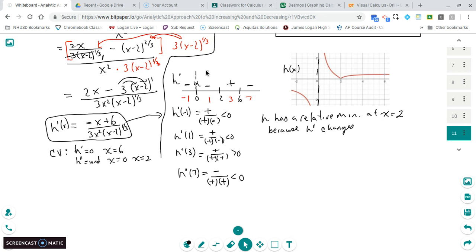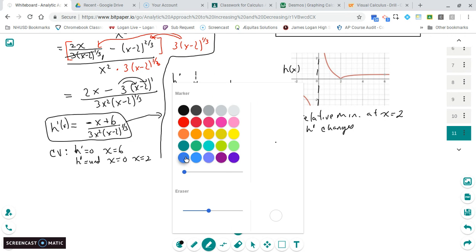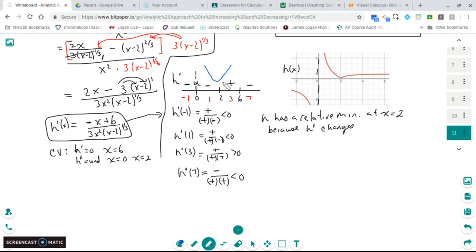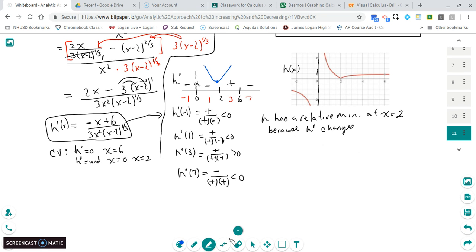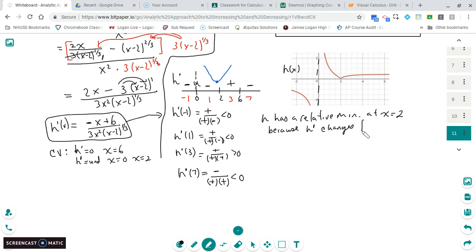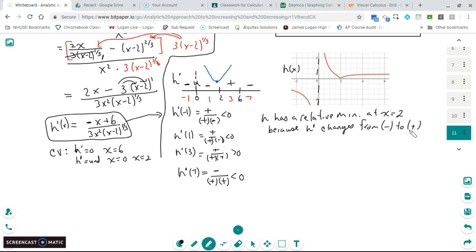So sometimes I draw arrows. Sometimes I draw a little sketch. So if I take my function and I draw it, it's decreasing and then it's increasing. So I think, oh, that's a relative min. Okay. So h prime changes, and we can literally just write the signs, from negative to positive. All right, so that's right here on the graph.